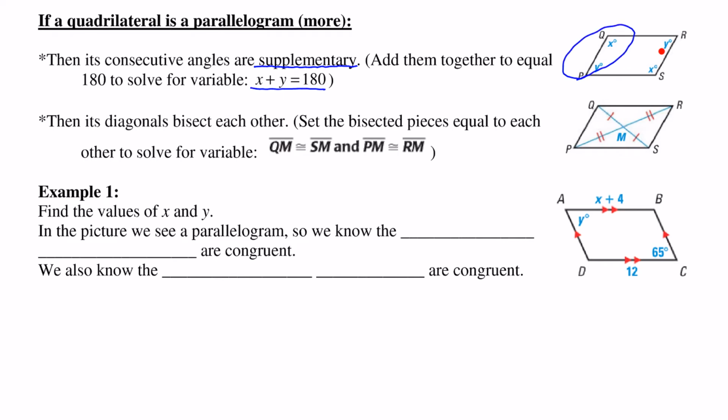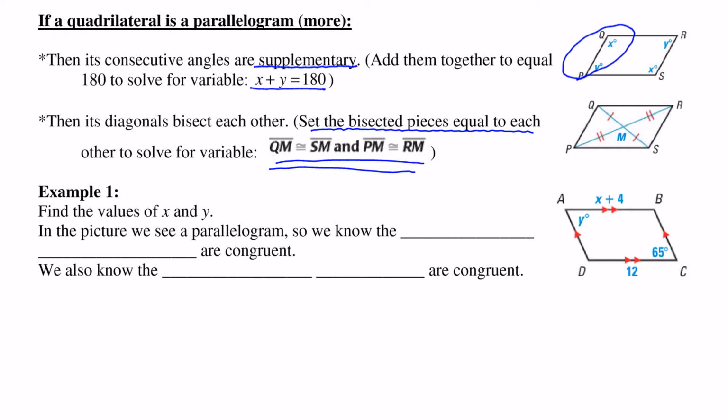Next, we have that our diagonals bisect each other. So you can see in the picture over here that MP and MR are congruent to each other, and QM and MS are congruent. We don't know necessarily that the full lengths of the diagonals are the same, but each piece will be congruent to each corresponding piece. So we're going to use these 4 characteristics of parallelograms to solve some different questions.